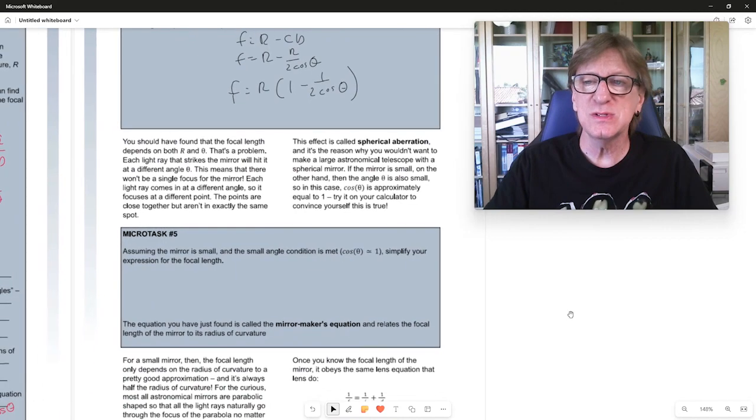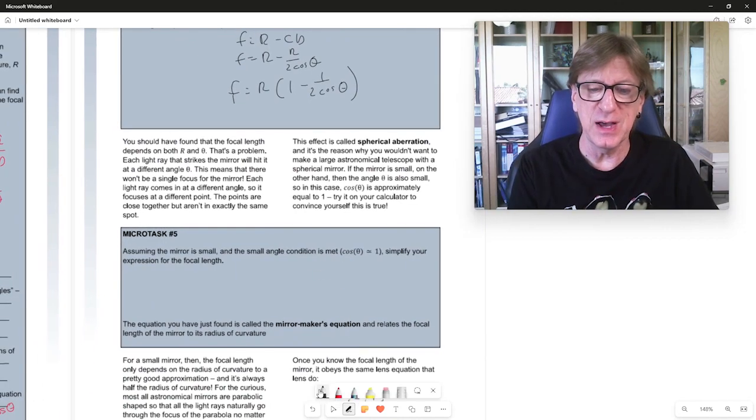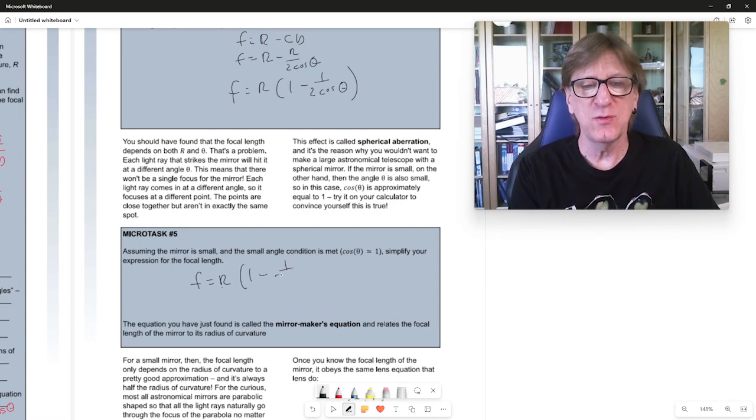So let's use the small angle approximation to simplify what we have here. So if cosine theta is approximately 1, then I have R times 1 minus 1 over 2 times 1, which is just R times 1 minus a half. And so we're finally left with our final equation, which is actually very, very simple.